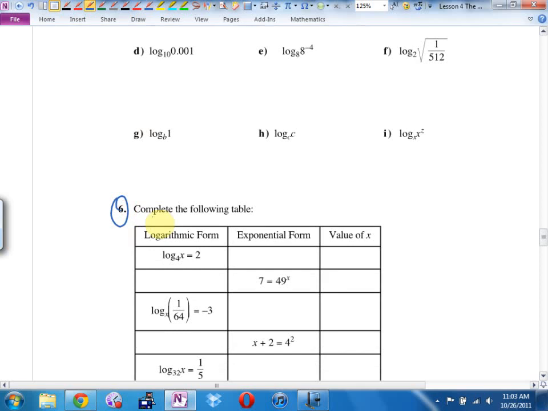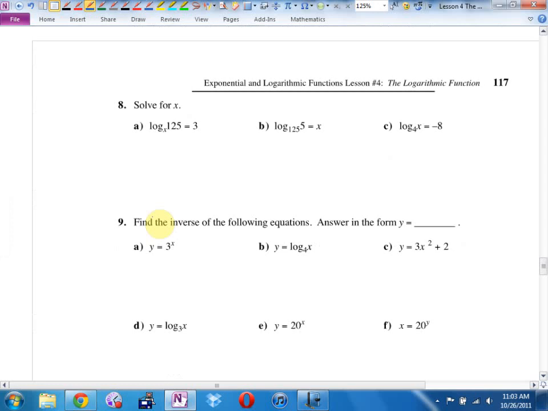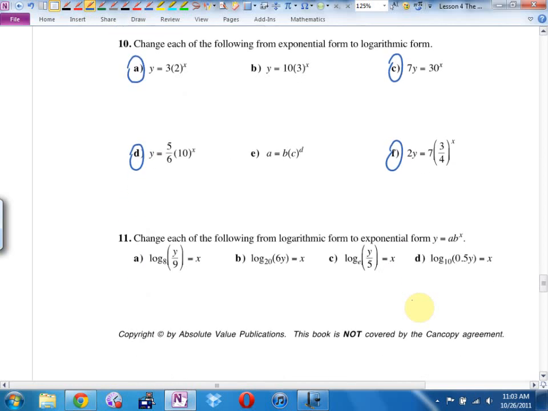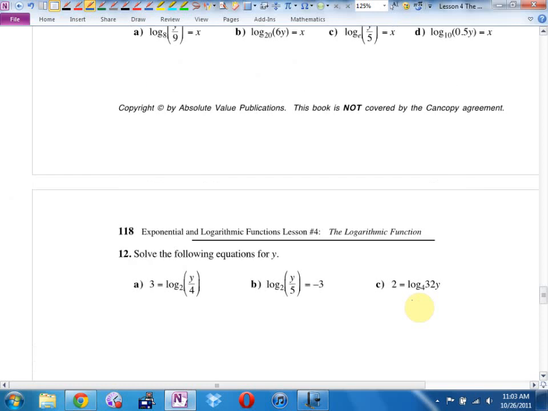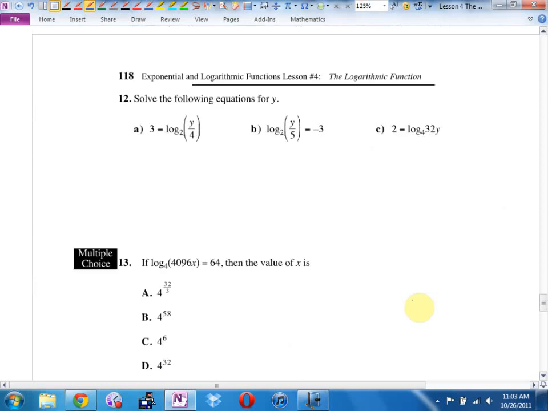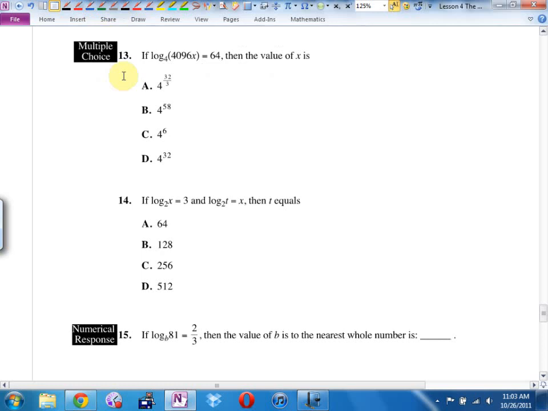Eight is good. 9 is good. Yes, I'm giving you lots of practice. 10 A, D. C, F. I skipped 11. 12. Yeah, 12 is good. Fourteen is good. 16 is good. There it is, the mighty logarithm.